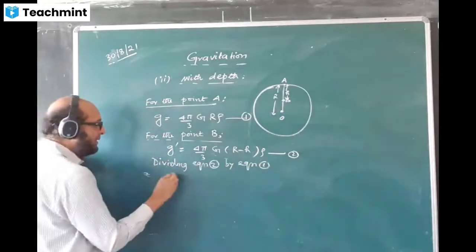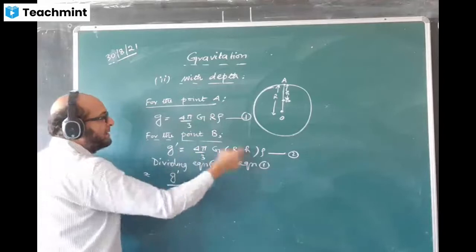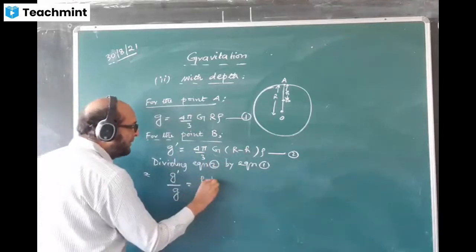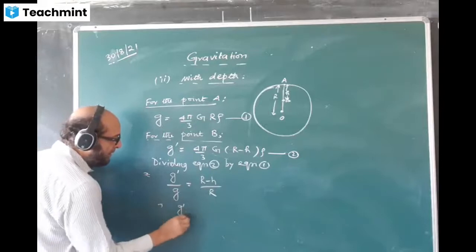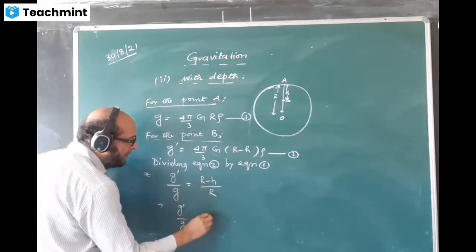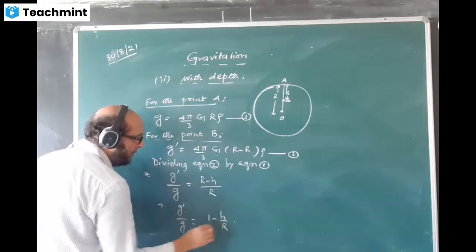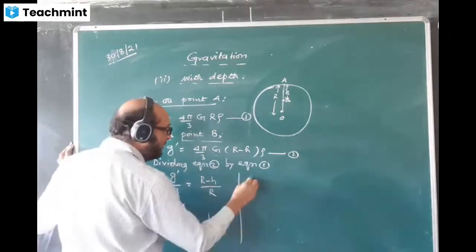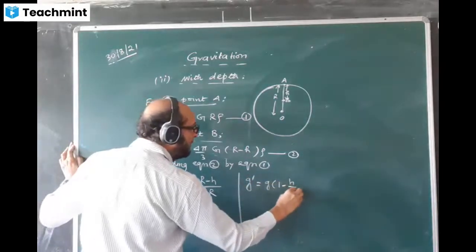This by this, I write that is G dash by G. When you divide, this thing cancels, and your answer will come R minus H by R. Next time you write as G dash by G. You can separate R by R, this becomes 1 minus H by R. This G will come this side. Therefore, G dash value will become G bracket 1 minus H by R.